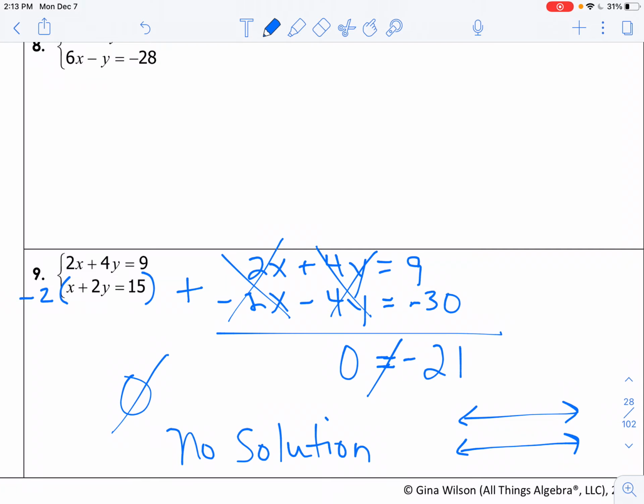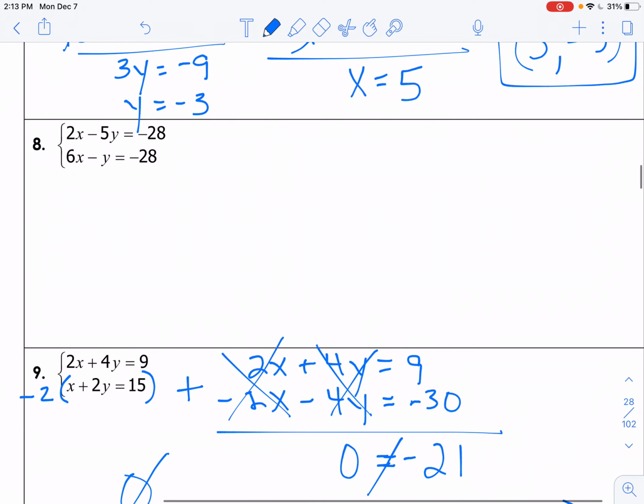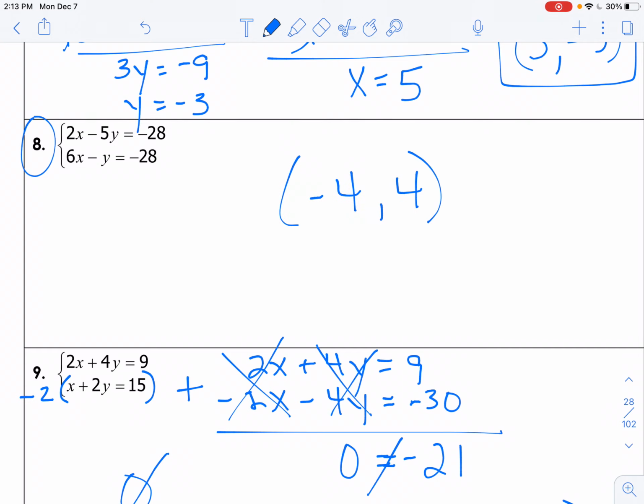All right, I want to back up for a second, and I want to have you guys do number 8 on your own. Okay, go ahead and do number 8. Decide which variable you would like to eliminate. You could actually do x or y on this one, but you need to pick. And pause it here, and then we'll check your answer. Okay, so whichever variable you chose to eliminate, your answer should be -4, +4. Okay, so hopefully you got that.